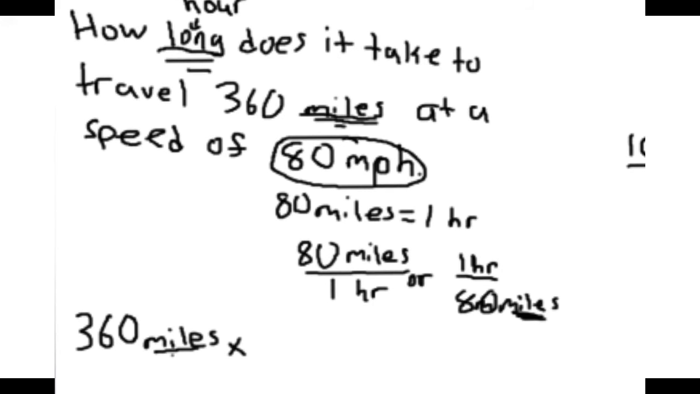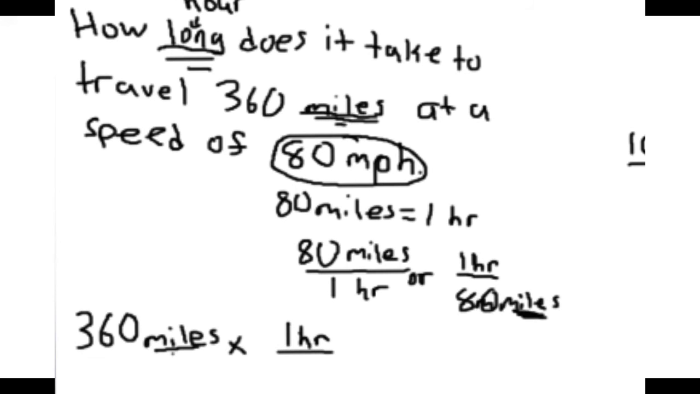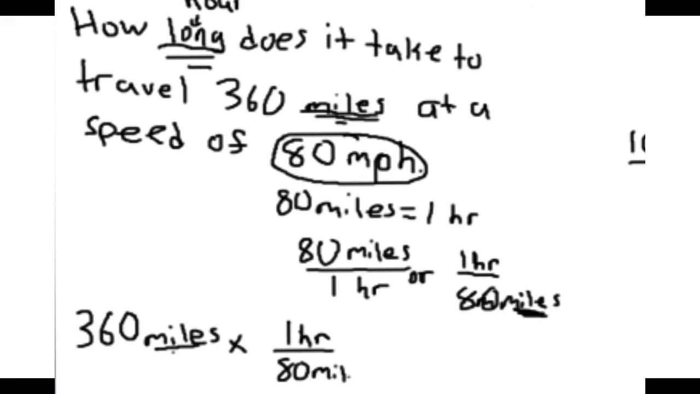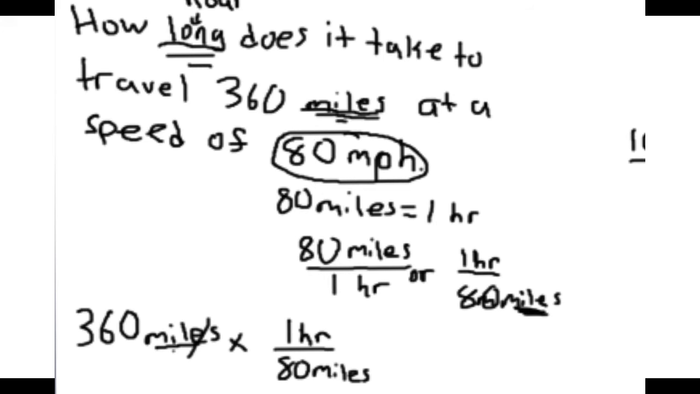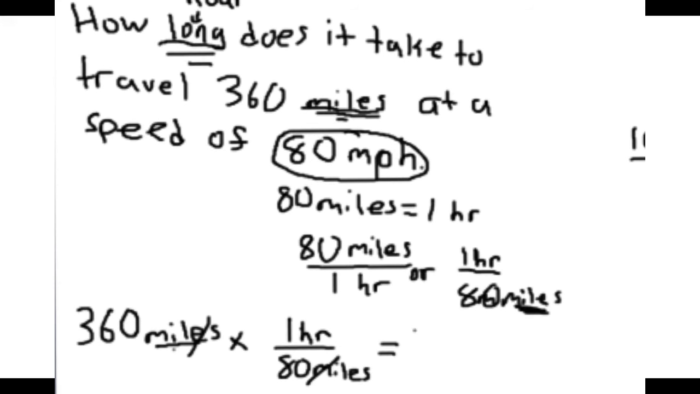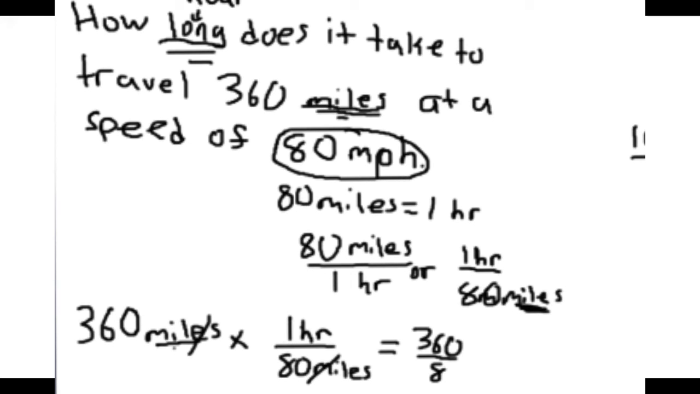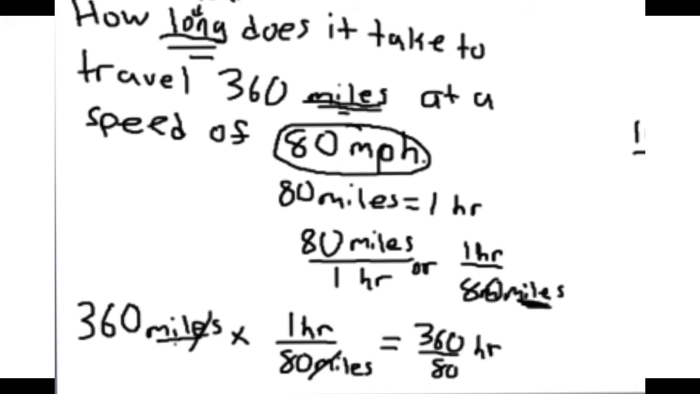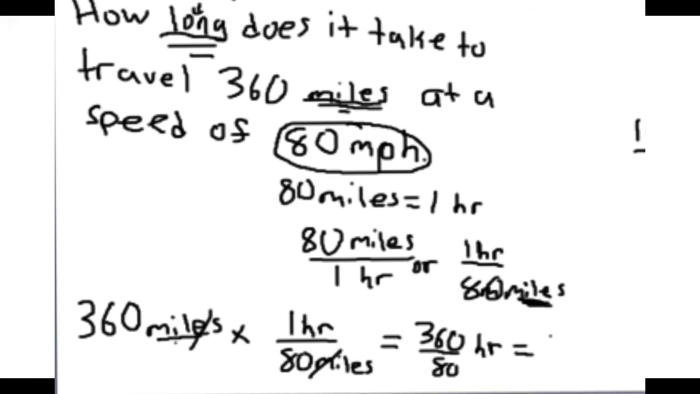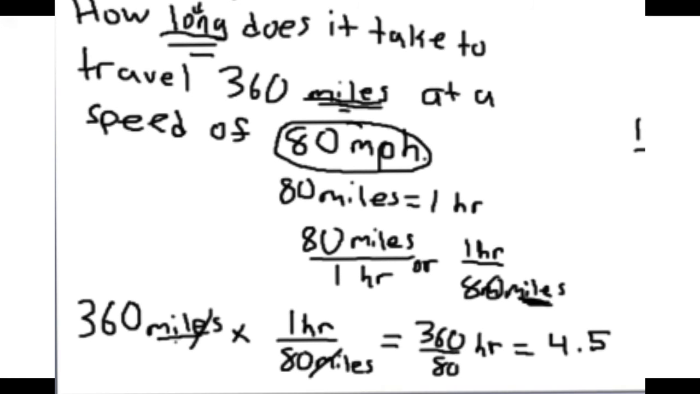So I'm going to multiply this by the second conversion factor, 1 hour over 80 miles. And as you can see, we have miles on the top and miles on the bottom, so that cancels out. And we're left with hours. So your answer is going to be simply whatever 360 divided by 80 gives you, which if you plug that into a calculator, it's 4.5 hours.